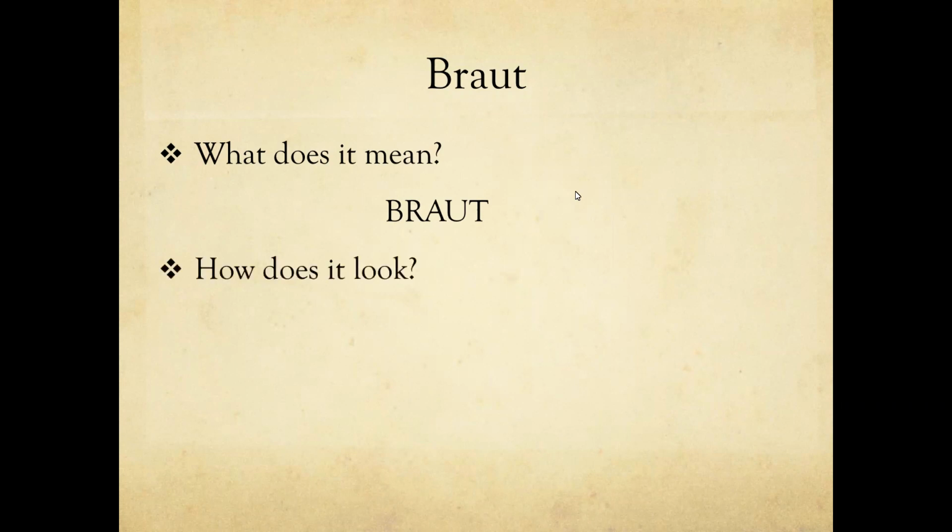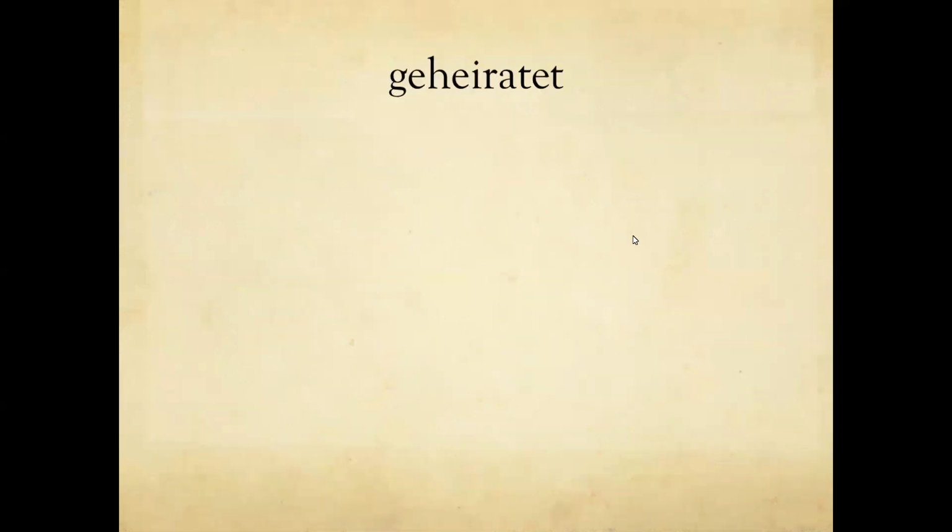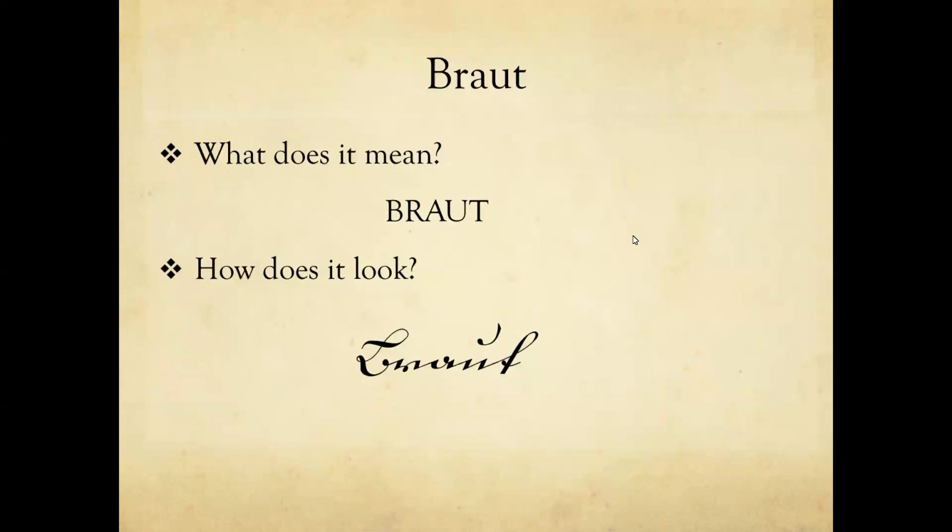So what does it look like? Hopefully I put this one in German. Yep. All right, this is our B, our bucket looking R, A. Do you know what this letter is? The U with the swoop, and our T, Braut. And just as a reminder, since I didn't write that in English, that word means bride.